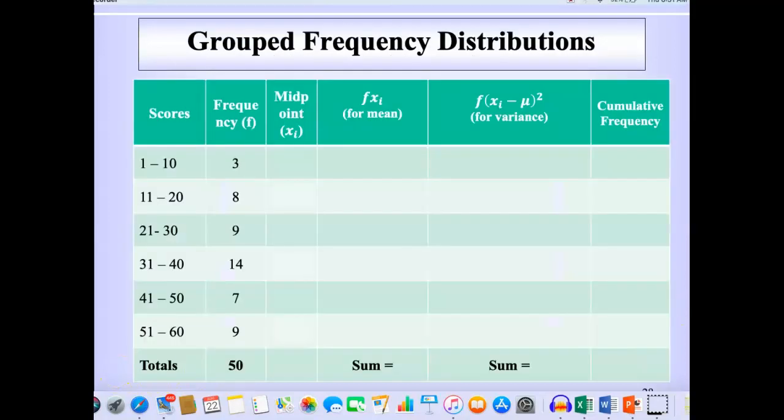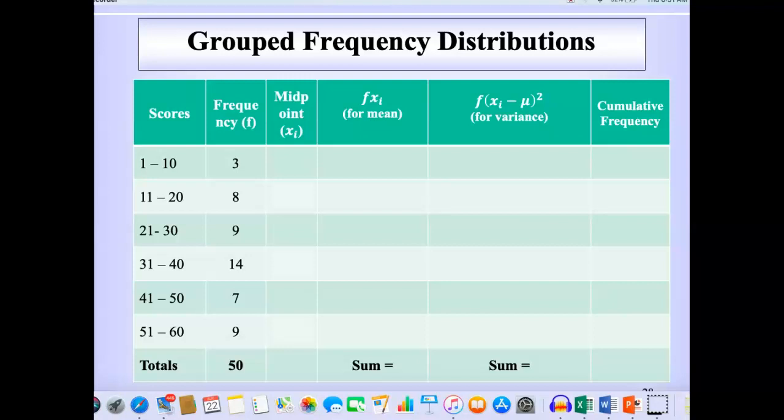Now you'll be given this table. Well, actually you'll be given the first two columns of this table, the scores and the frequencies. Now the scores 1 to 10, 11 to 20, these are called our classes. And the frequency represents the number of persons scoring within these ranges. Now this could represent, for example, a test marked out of a maximum of 60 marks.